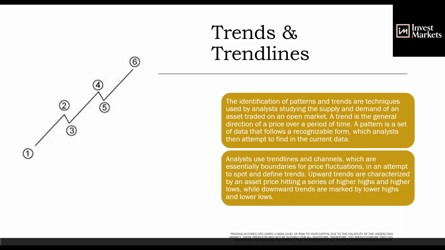The identification of patterns and trends are techniques used by analysts studying supply and demand of assets traded in the open market. A trend is the general direction of a price over a period of time. A pattern is a set of data that follows a recognizable form, which analysts then attempt to find in the current data. Analysts use trend lines and channels, which are essentially boundaries for price fluctuations, in an attempt to spot and define trends. So let's show you that on a chart.